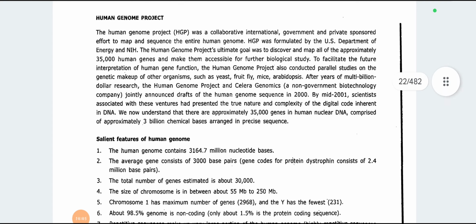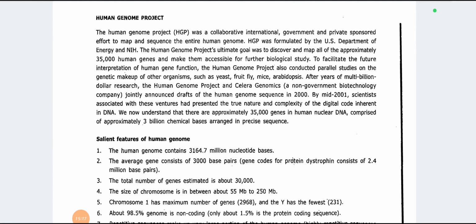Next we come to the Human Genome Project. It was an international, government and privately sponsored project used to map and sequence the entire human genome. It was first formulated by the US Department of Energy and NIH, and their goal was to discover and map the 35,000 human genes and make them accessible for further biological study. It also conducted parallel studies on genetic maps.